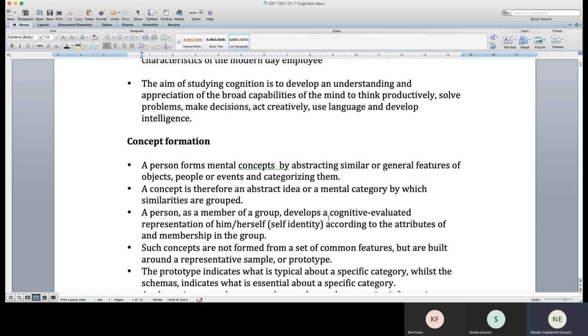And the aim of studying cognition is to develop an understanding and appreciation of the broad capabilities of the mind to think productively, to problem solve, to make decisions, and to act creatively by using language and developing intelligence from that. So there's a couple of terms that we are going to deal with. And the first one is concept formation. So what is concept formation?